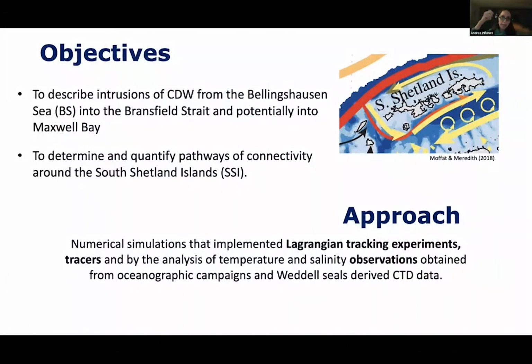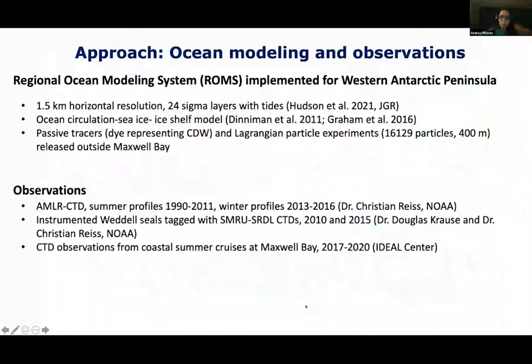How did we do this? The approach was to implement different simulation experiments, basically Lagrangian particle experiments. We also did experiments using tracers, and we also analyzed historical temperature and salinity observations done in this region. I'm going to very quickly provide you some of the methods that we used. So like I said before, we did ocean modeling and analyzed historical observations.